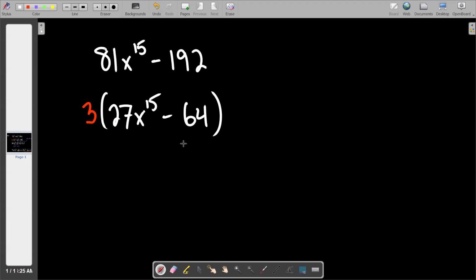So, well, there you go. Cat's out of the bag. It's a difference of cubes. So what is A? 3x to the 15 divided by 3. Nice job. Remember that when cube rooting, we actually just divide exponents by 3. It's pretty slick.